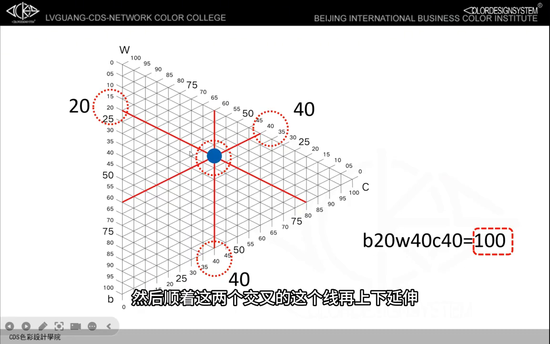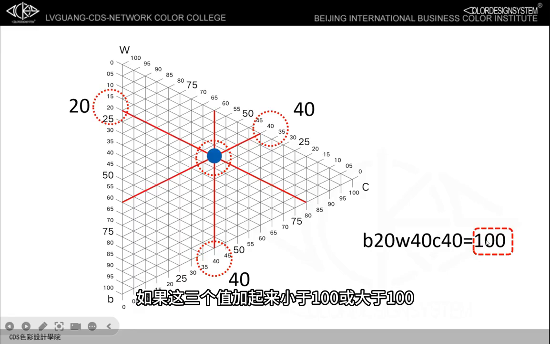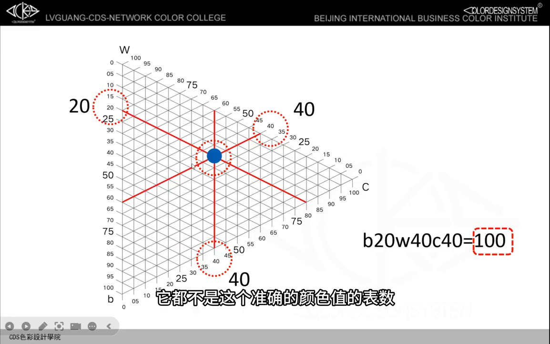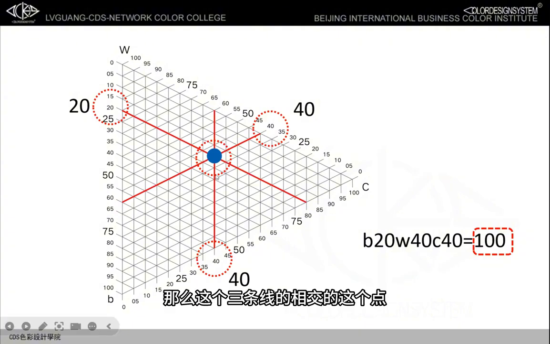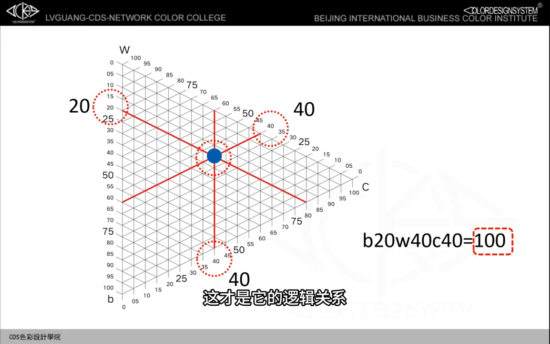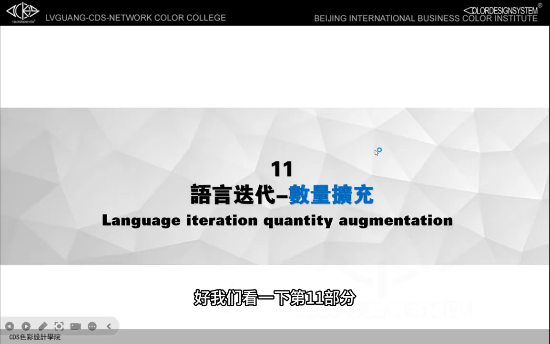And it goes up and down these two intersecting lines. So what we get is a 40 color scale. Then we find that B20, W40, C40 add up to exactly 100. As I said earlier, if the sum of these three values is less than or greater than 100, it is not the exact representation of this color value. Then at this point where the three lines intersect, the combination of their three values is 100. This is its logical relationship. If it is not, then it is not a representation of the CDS color system. Okay, let's take a look at part 11.